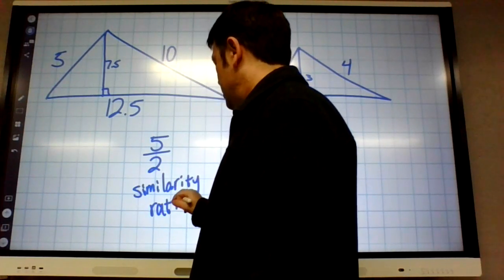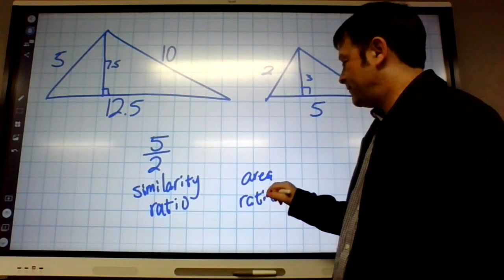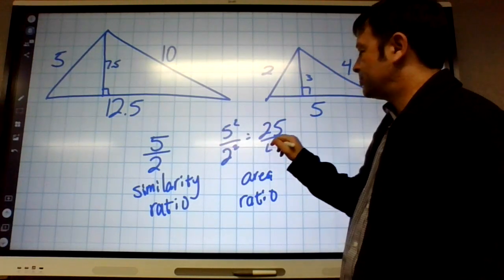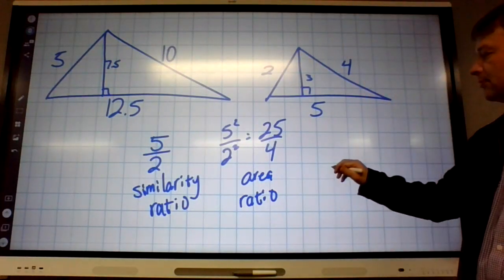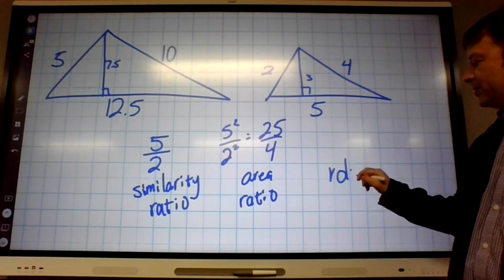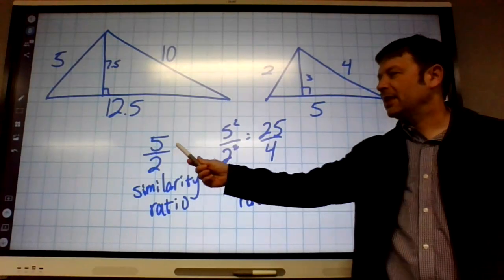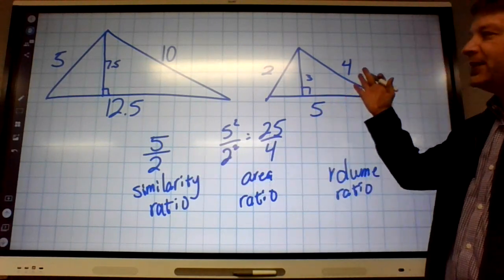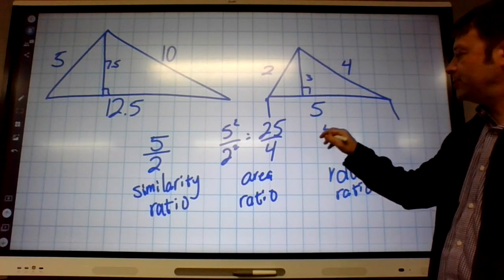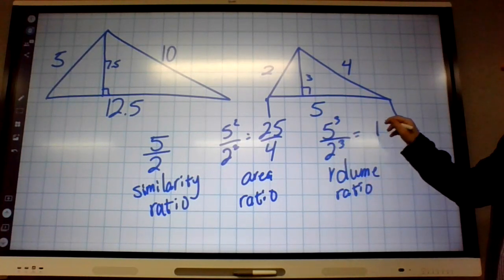The similarity ratio is 5 to 2. So the area ratio for these two triangles would not be 5 to 2. It would be 5 squared to 2 squared. So it'd be like 25 to 4. Remember that worksheet? So basically, because areas are two-dimensional, you have to square it, okay? And then the volumes ratio, remember how we got that? Volumes are three-dimensional measurements. This doesn't have volume, but if I made it a 3D thing, the volume ratio would be cubed from the similarity ratio. So it'd be like 125 to 8.